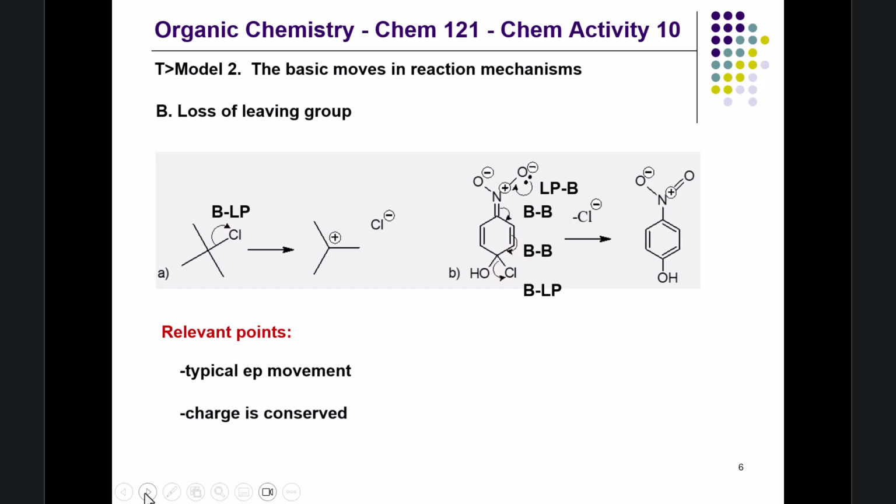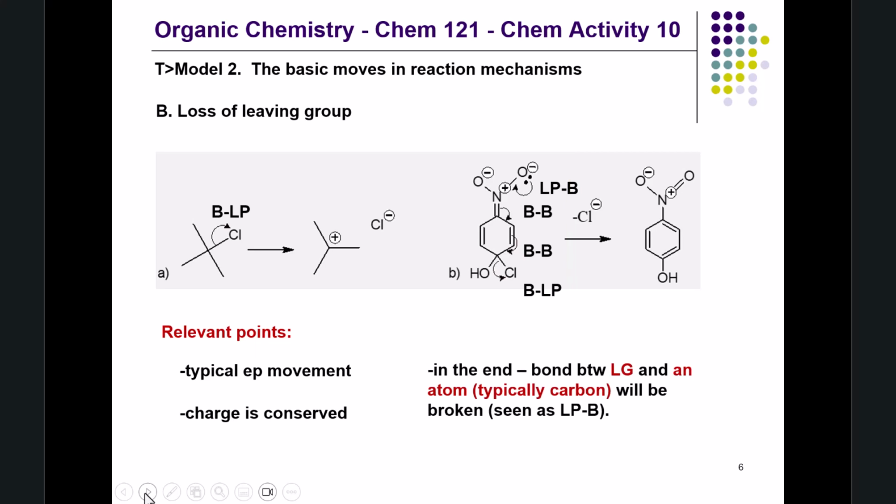So you may have also noticed that the charge is conserved. So left-hand side of mechanism A, neutral. Right-hand side, overall neutral. Mechanism B, there is overall a -1 charge. And then look on the right-hand side, including the chloride anion, there's overall a -1 charge. And then finally, look at the end step for both of those mechanisms. The bond between the leaving group and an atom, typically carbon, will be broken. So this will be seen as lone pair to bond.